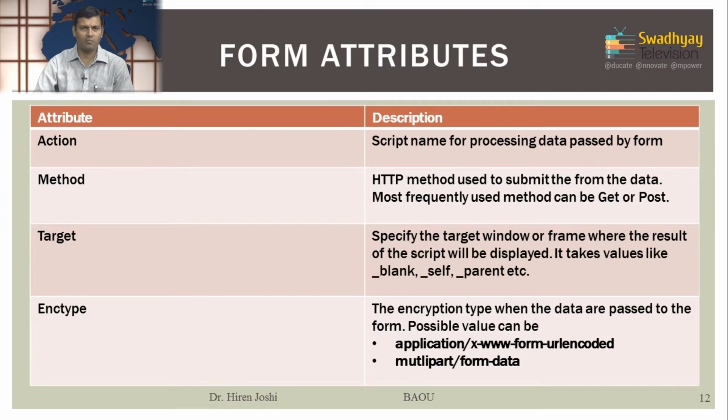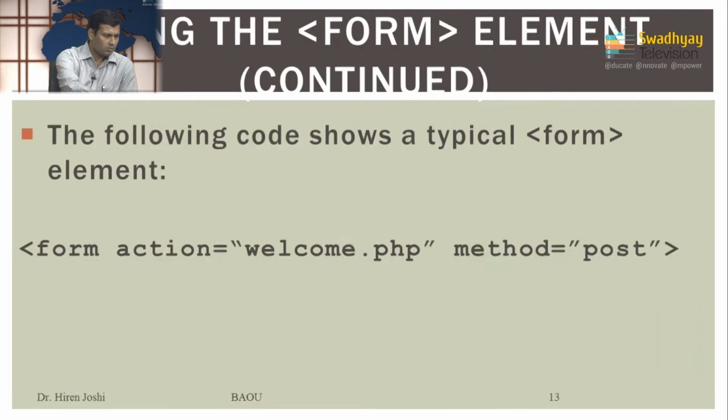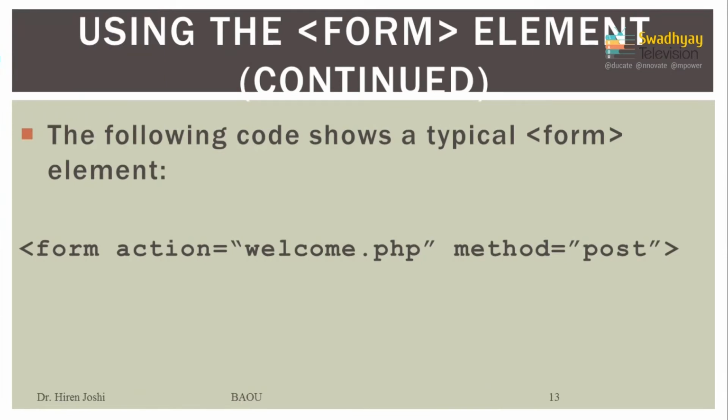Encryption type is used to provide encryption when the data is passed by the form. The possible value can be any of these. Like this is an example, and you can even write form action is equal to the scripting language file name, like here it is welcome.php, and method is post. So, data will be passed inside the message body, the data will not be displayed on the URL or address.